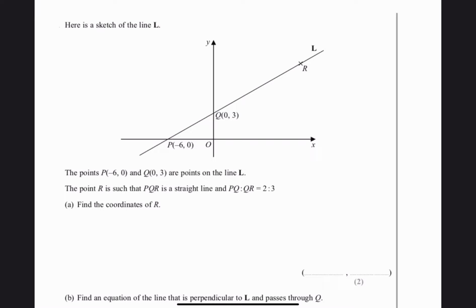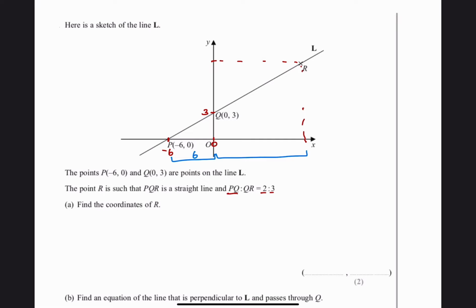So if you look at it, p is minus 6, so it's technically minus 6 on the x coordinate, and y coordinate 0. In here, q is 0 on the x coordinate, and on the y coordinate is technically 3. We'll work out how many here. P to q is 2 is to 3. So what we're trying to say, from here to here, it is a 2 part, and from here to here is a 3 part. How far is this? This is 6.